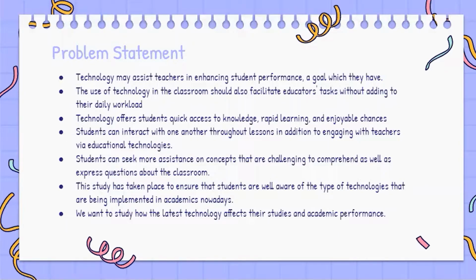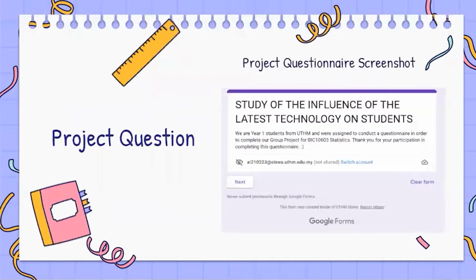Students also can seek more assistance on concepts that are challenging to comprehend as well as express questions about the classroom. This study has taken place to ensure that students are well aware of the type of technology that is being implemented in academia nowadays. We want to study how the latest technology affects the studies and academic performance.